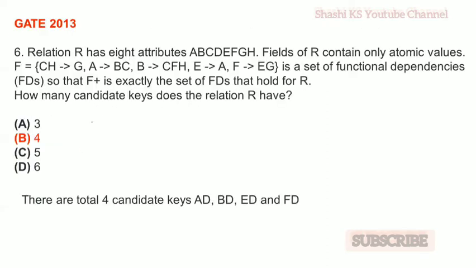The next question is, relation R has 8 attributes A, B, C, D, E, F, G, H. Fields of R contain only atomic values. They're asking how many candidate keys does the relation R have? So totally we have 4 candidate keys, AD, BD, ED, and FD. So the right answer is option 4 here.